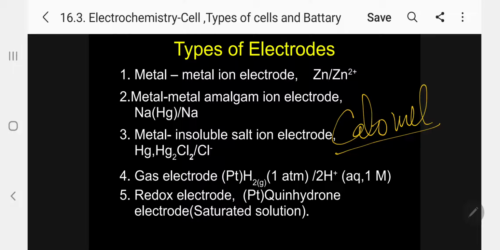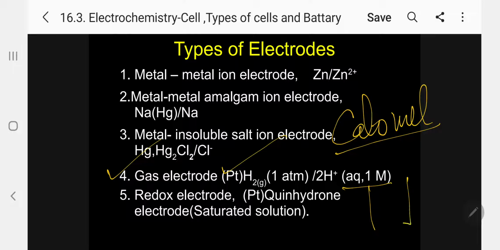Normally, to form a cell, we need 2 electrodes. So, the reference electrode. Normally the next one is the hydrogen electrode, that is a gas electrode. This is the electrode we are using. So what is the gas electrode here? Platinum within brackets, that is H2 gas, at 1 atmosphere, bar, the concentration of HCl, 2H+, the molar solution, 1 molar solution.